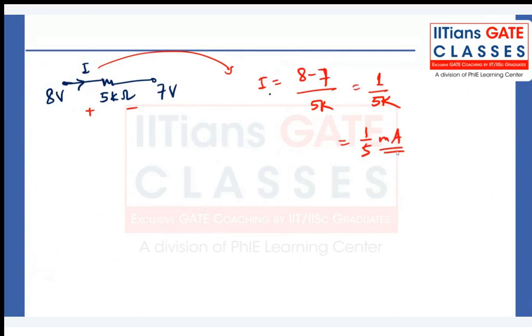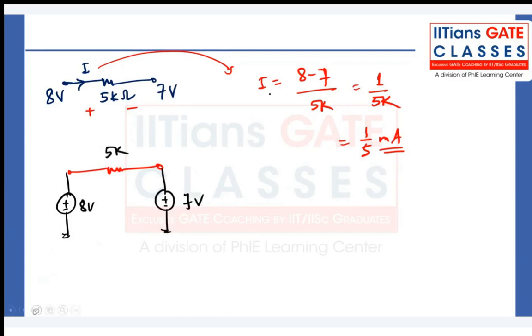Okay. But suppose somebody is not comfortable finding the current by inspection. Then you can just say that this is a voltage source, this is 8 volt, this is 7 volt, and this is 5k. A beginner can use this approach, but till your preparation becomes good, you should use the direct method, by inspection.